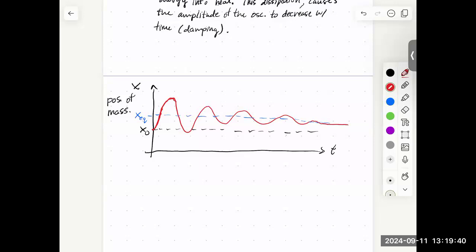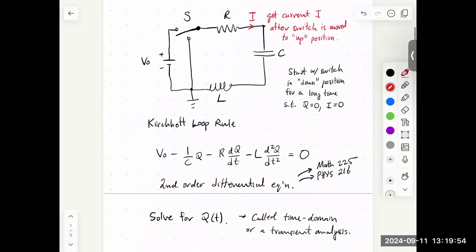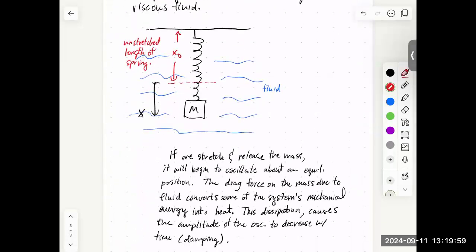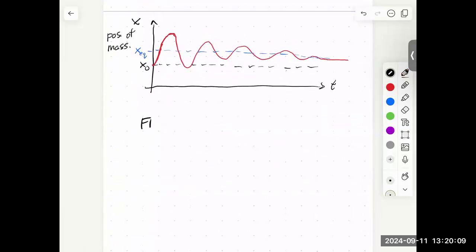Okay, so that's the transient response. It's the evolution of our system with time from one equilibrium to another. So that's all fine. You could probably be sitting there and saying, well, I understand all that. What does that have to do with the LRC circuit? And so we're going to try to make that connection right now. So what we'll do is we'll draw a free body diagram of the mass on a spring.